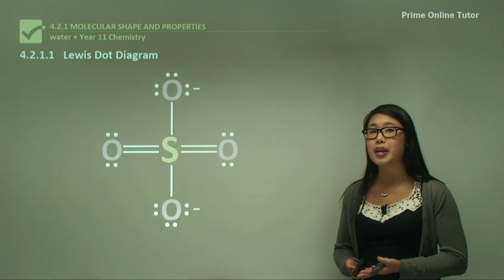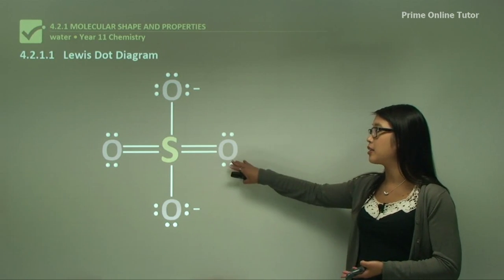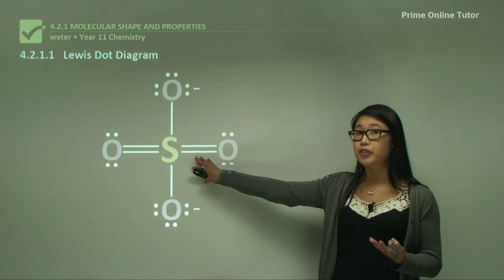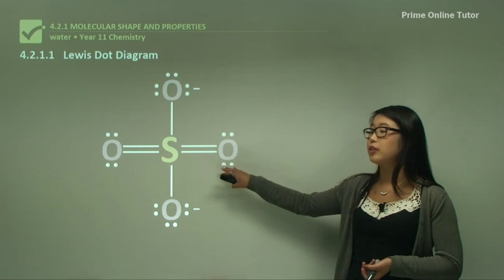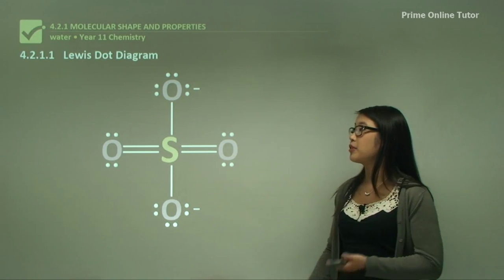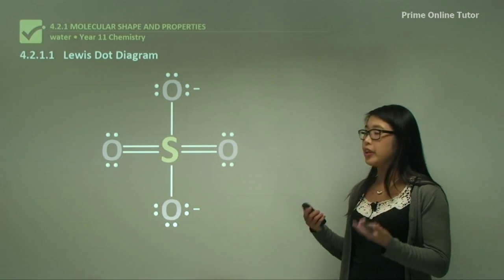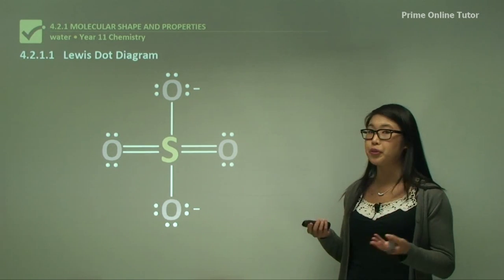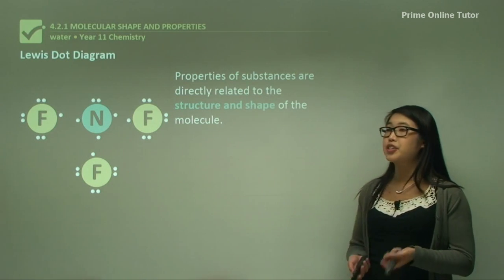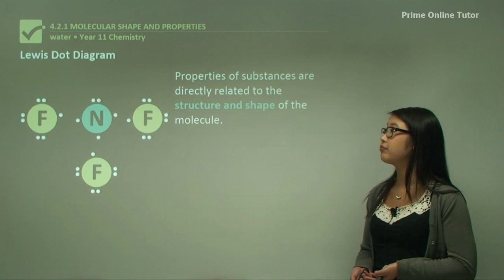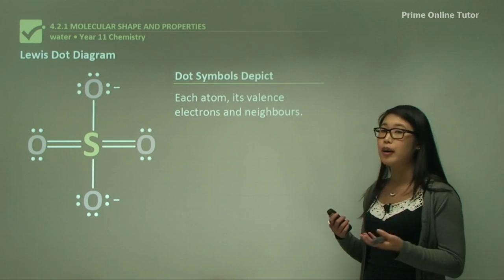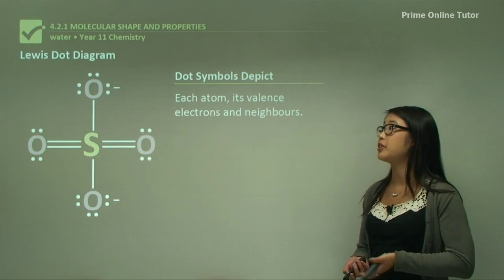Lewis dot diagrams are a way to show atoms, such as oxygen and sulfur, their bonding electrons, represented by the lines, as well as their lone pair electrons, the ones that aren't involved in bonding, denoted by the dots. So they give us an indication of how the electrons sit around the molecule. Properties of substances are directly related to the structure and shape of the molecule. So we can use Lewis dot diagrams to show us how they bond and also the electrons involved.